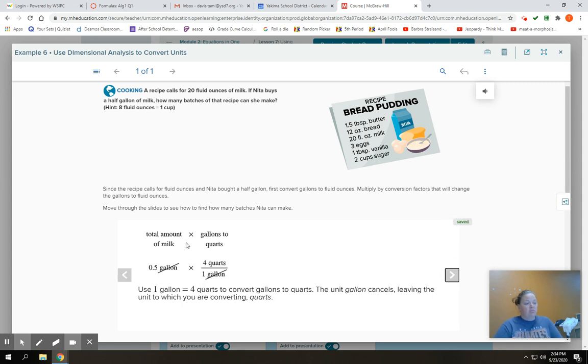The total amount of milk times gallons to quarts. She bought half a gallon of milk, and there are 4 quarts in 1 gallon. Use 1 gallon equals 4 quarts to convert gallons to quarts. The unit gallon cancels out, leaving the unit to which you are converting, quarts.